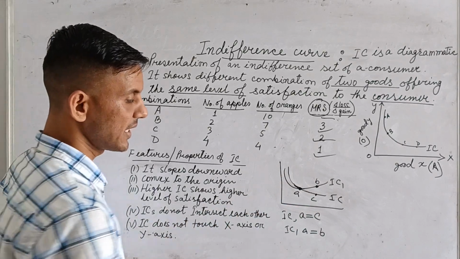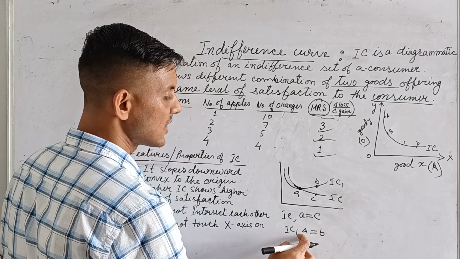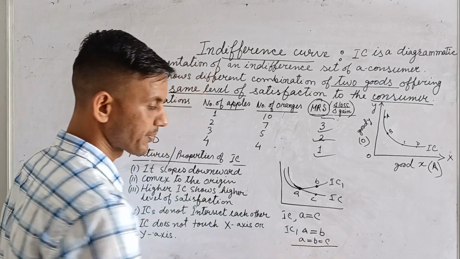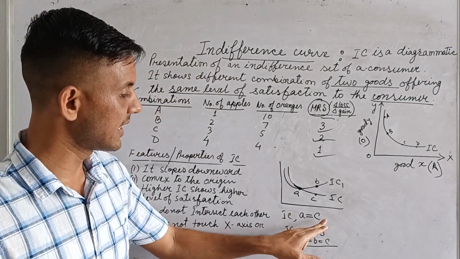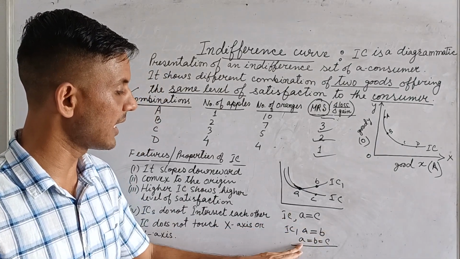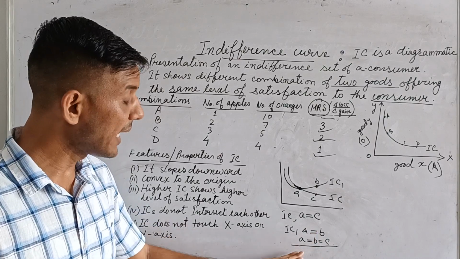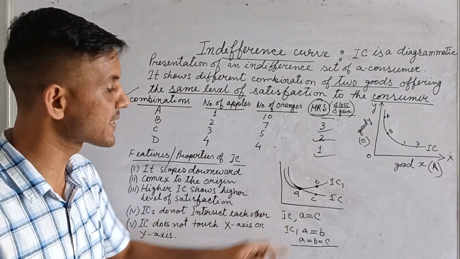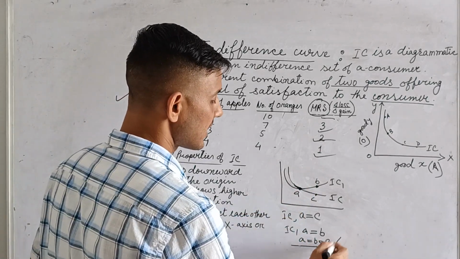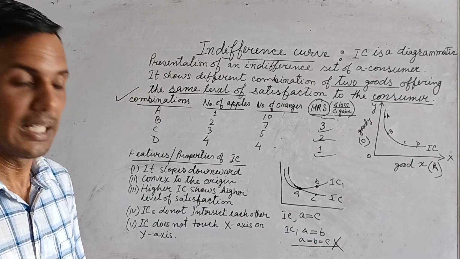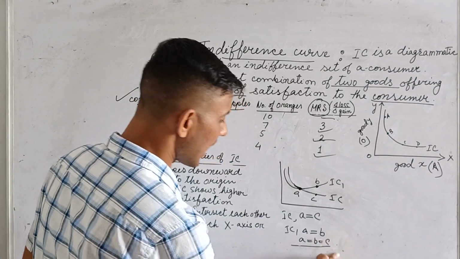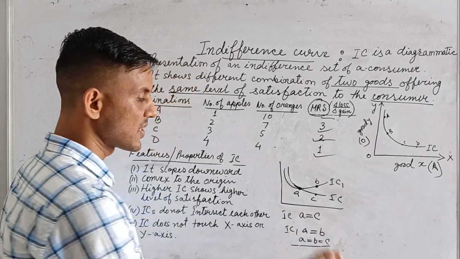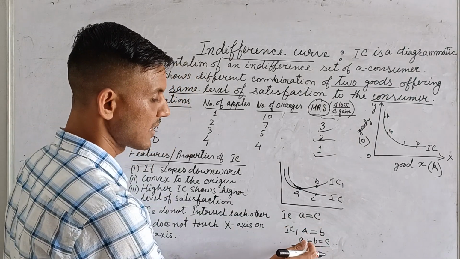Clear? So now if A is equal to C and A is equal to B, can you write here A is equal to B is equal to C? If A is equal to C and A is equal to B, then we can write A is equal to B is equal to C. But if you see the diagram, B is showing more satisfaction than C. So it means this is wrong.